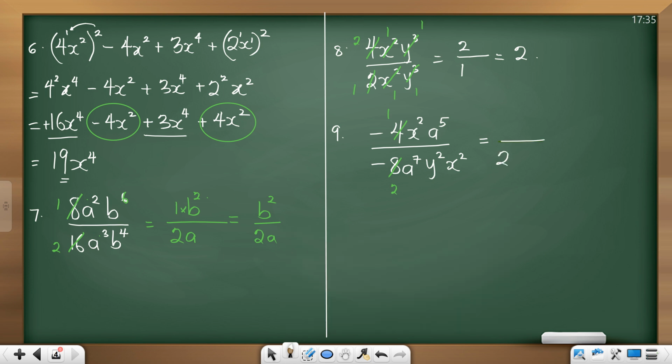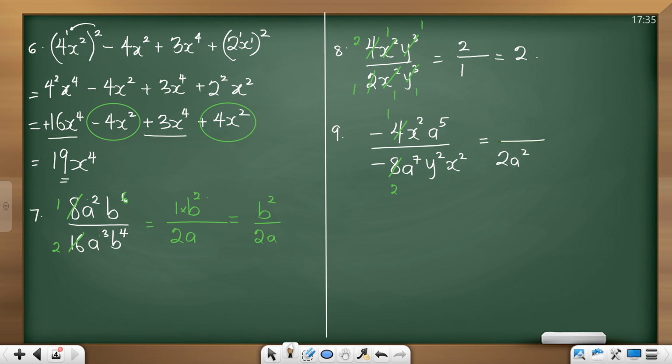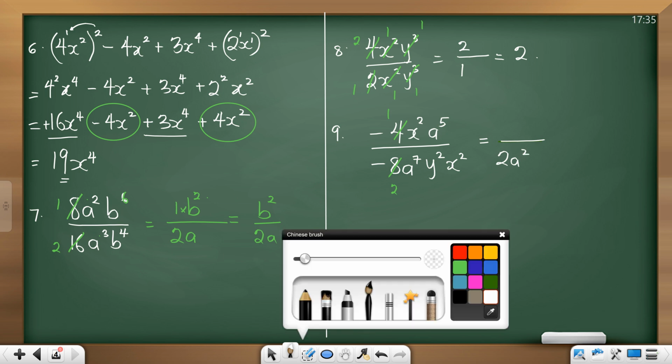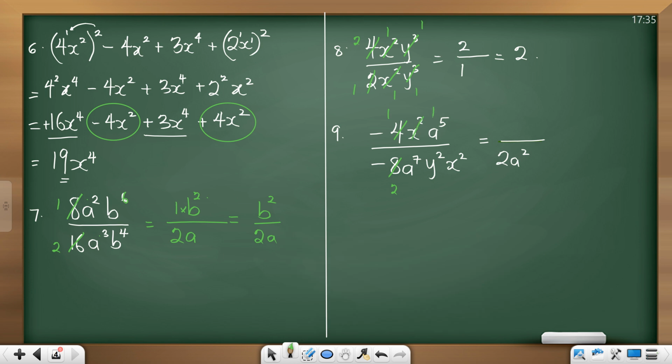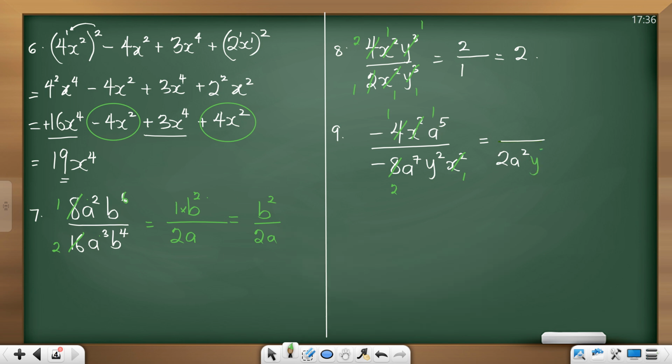Now let's look at the a's. Check. I've got a to the power 7 and a to the power 5. Where do I have more a's? At the bottom. So what do I have? I have a to the power 2. Let's look at the x. It's x to the power 2 and x to the power 2, so that's fine. Do I have any y? Nope. So I just write my y. Nothing happens to the y. But I cannot leave my numerator empty, remember. So my 1, because 1 times 1 would give me 1.